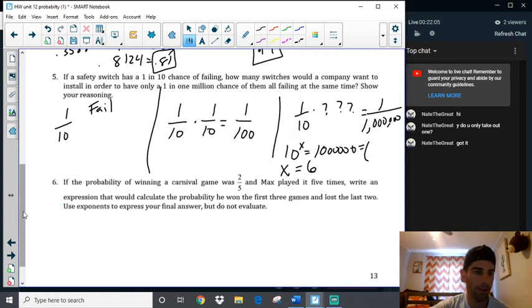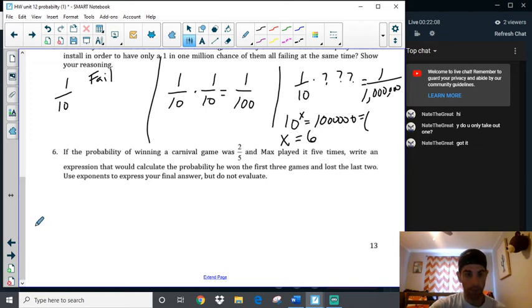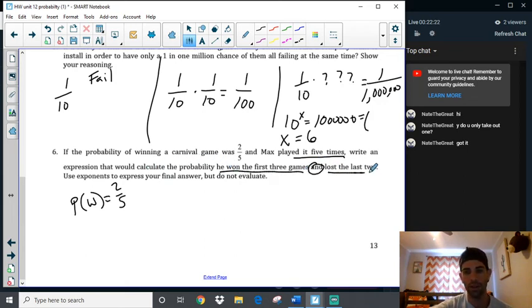And the last one, number 6. If the probability of winning a Carnival game is 2/5, and Max played it 5 times, write an expression that would calculate the probability he won the first 3 games and lost the last 2. Use the exponents to express your final answer. That just means don't use your calculator. So let's look at this. 1, 2, 3, 4, 5. Those are the 5 games. I want to win. I want to win. I want to win. I want to lose.